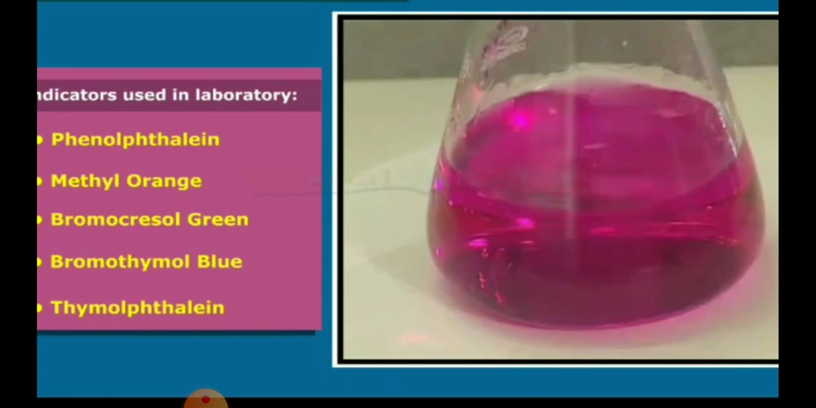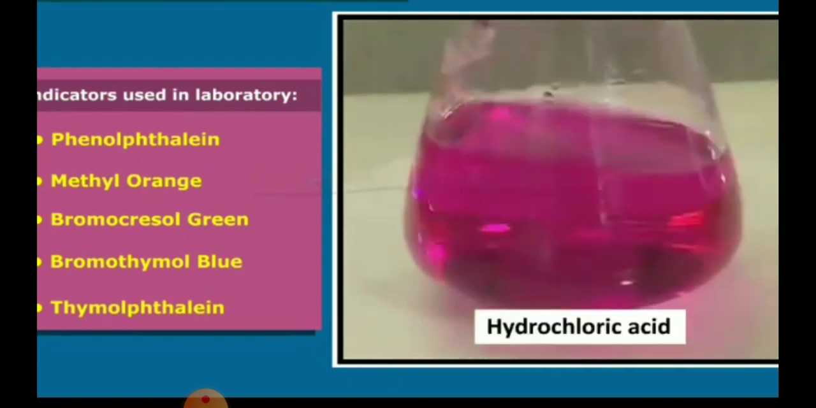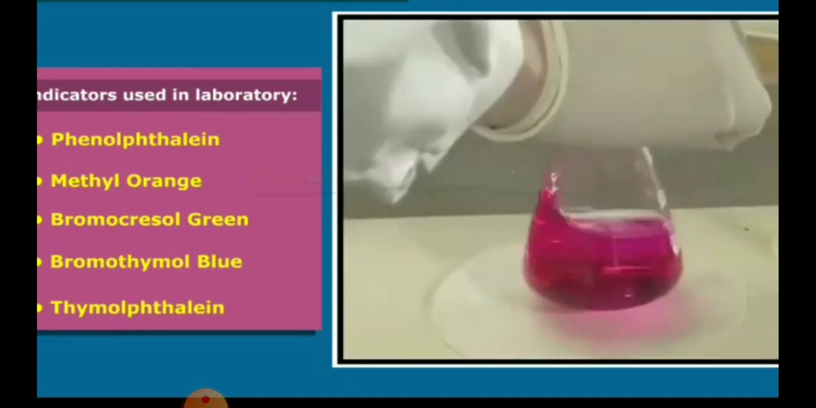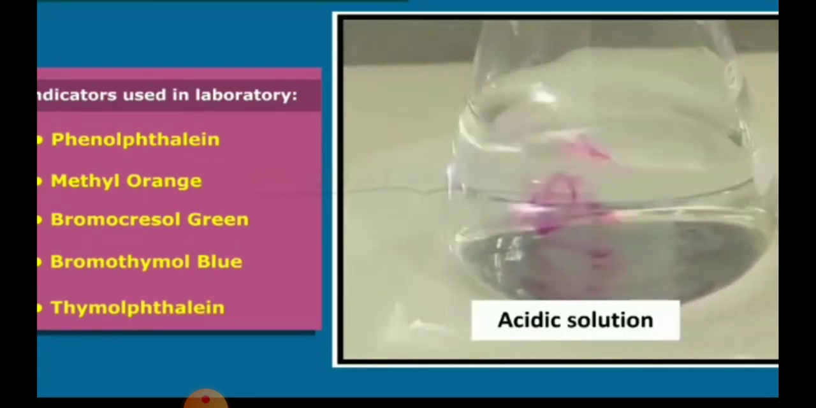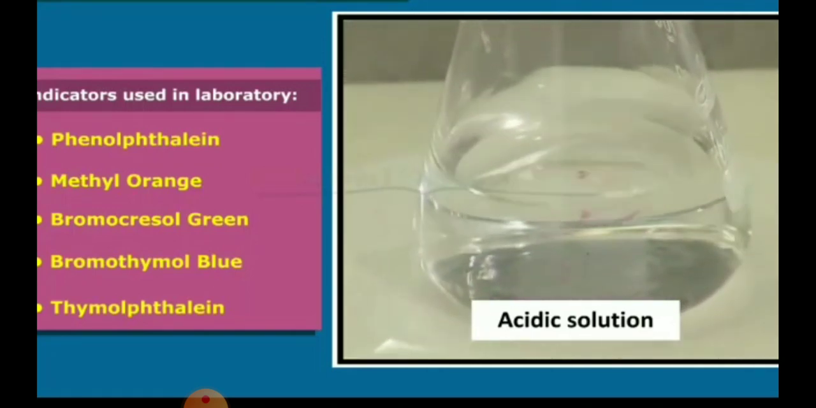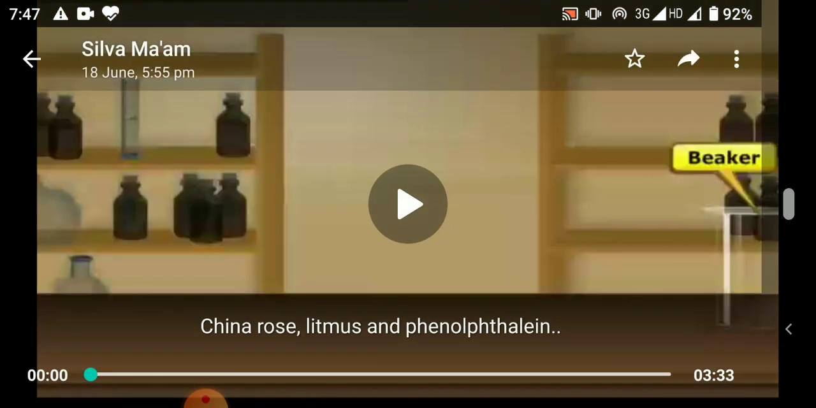When we add more sodium hydroxide, the pink color becomes brighter. On adding a drop of hydrochloric acid, this solution again becomes colorless. So, phenolphthalein appears pink in alkaline solution and colorless in acidic solution. It is colorless in neutral medium. Let us do an activity to understand.